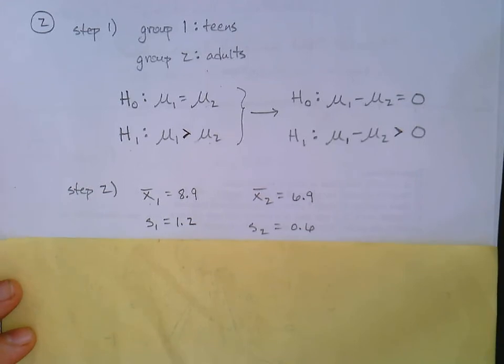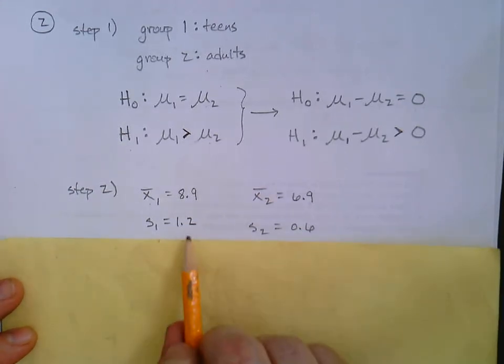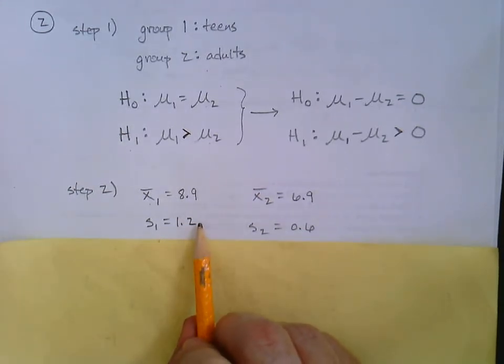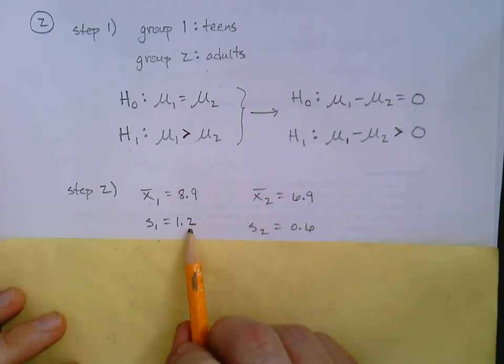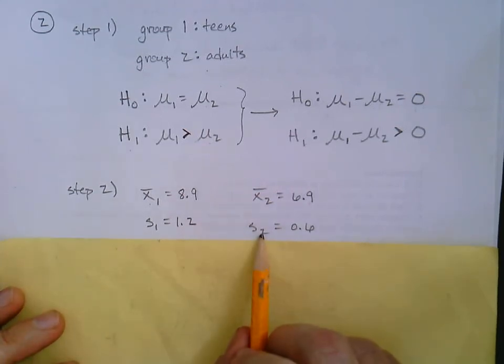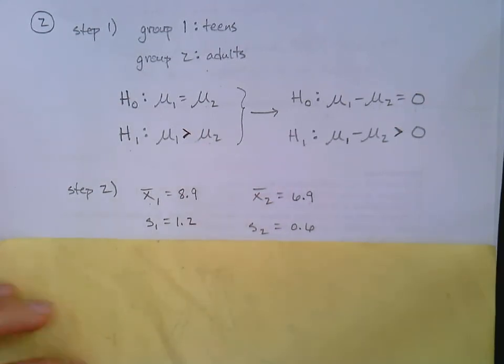How about S1 and S2? Let's go to that. Well, they tell us that the teens have a sample standard deviation of 1.2 and the adults have a sample standard deviation of 0.6. So far, so good.